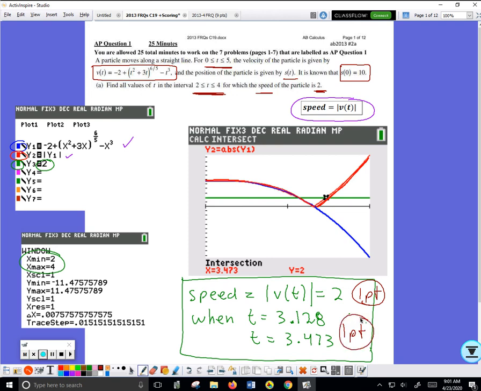I do think they might be lenient if you found these 2 values and never said anything about the absolute value of v equaling 2. I think they'd give you the 2 points as well. So in this one, I think if you just find the 2 values, you'll get the 2 points.